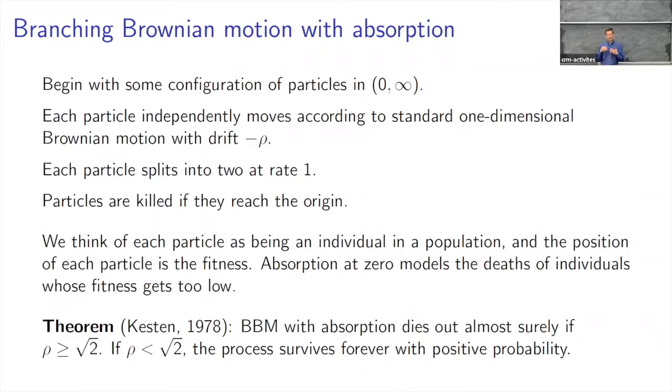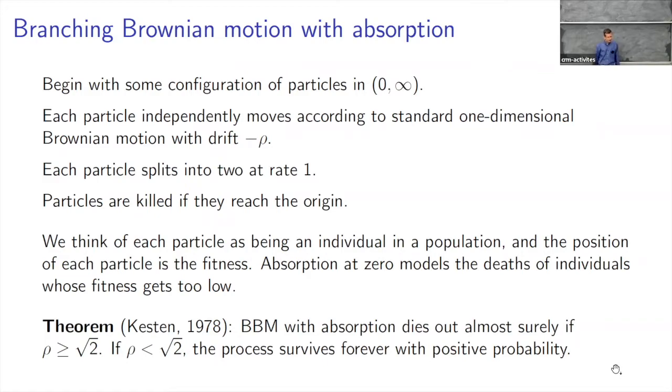Now, we were interested in this process partly because it could be used as a model of a population undergoing selection. And in that framework, we think of the position of each particle as corresponding to the fitness of the individual. And then the absorption at 0 is modeling the deaths of individuals whose fitness gets too low.